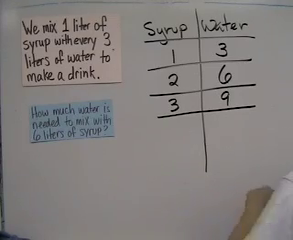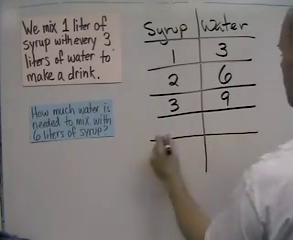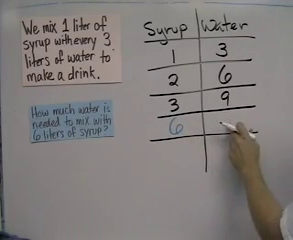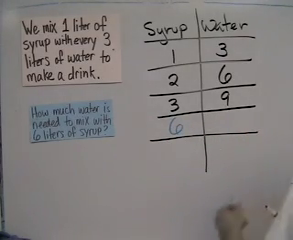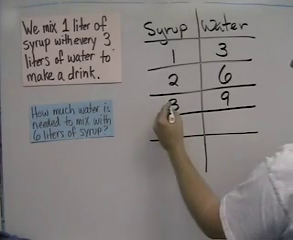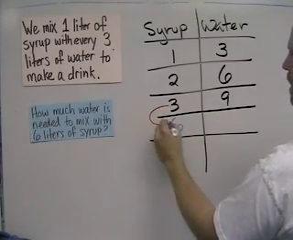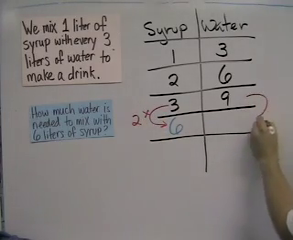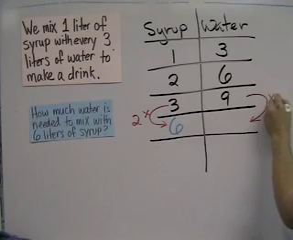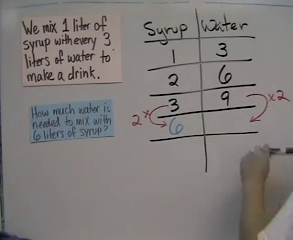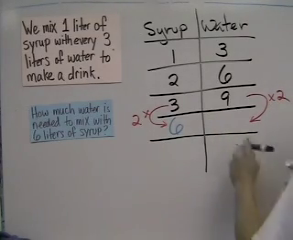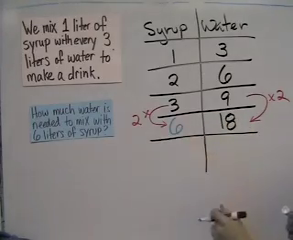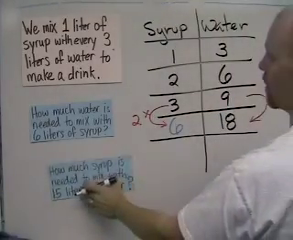So if we wanted to know how much water is needed to mix with 6 liters of syrup, we're going to have a 6 underneath the left column right here, and we want to know how much water we need. Well, this is actually a pretty easy problem to solve, because all we have to do is notice that to go from 3 to 6, we multiply by 2, which means to go from 9 to the mystery value, we multiply by 2, and so the answer is 18 liters of water is necessary to mix with 6 liters of syrup.